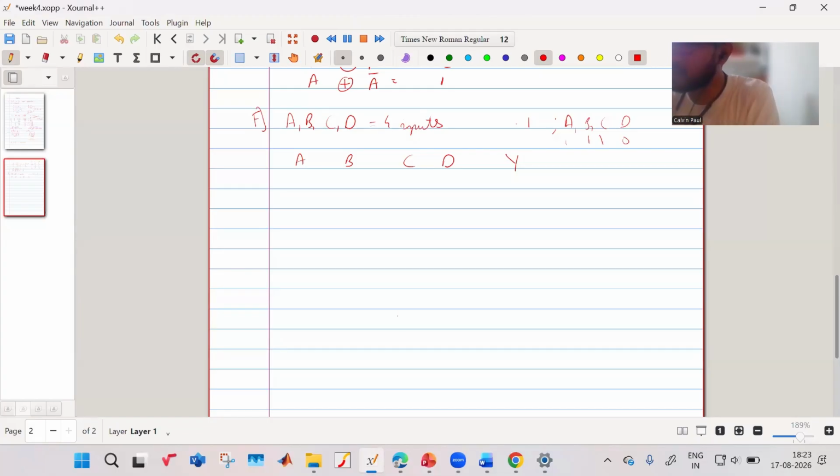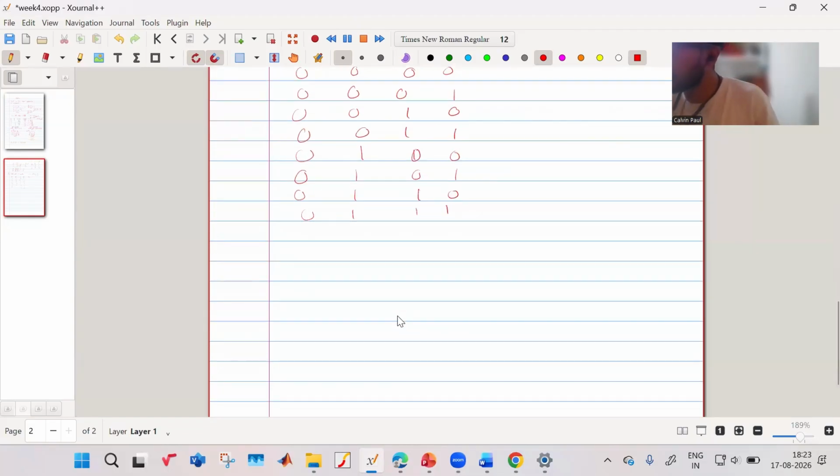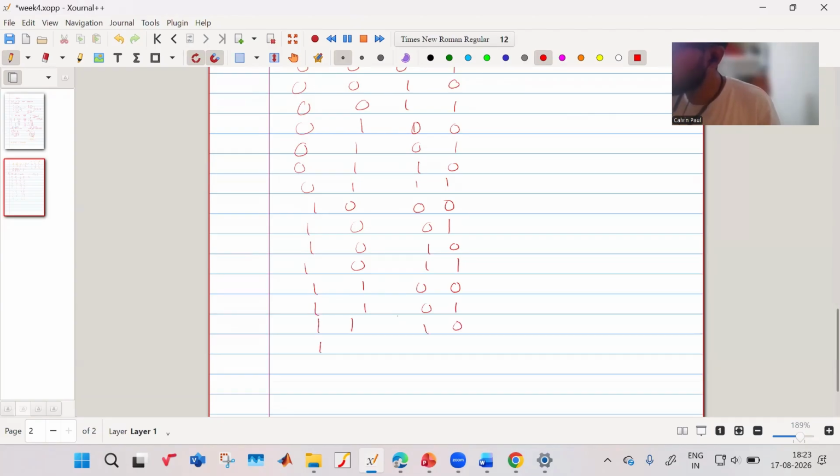Okay, let us see. First we have 0, 0, 0, 0, then 0, 0, 0, 1, then 0, 0, 1, 0, 0, 0, 1, 1. Then 0, 1, 1, 0, and so on through all sixteen combinations, up to 1, 1, 1, 1.